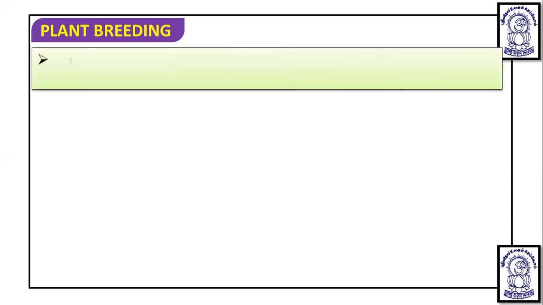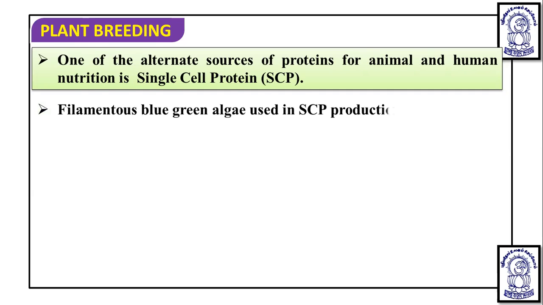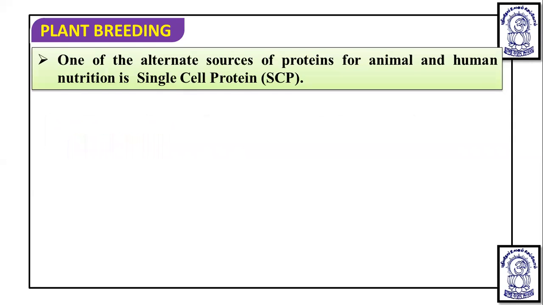Therefore, we can say there is a need for an alternative source of protein for animal and human nutrition. And one such alternative source of protein is single cell protein. So now the question is what is single cell protein and how is it useful. Some bacteria are useful in the production of single cell proteins, which we are going to discuss one by one as examples.